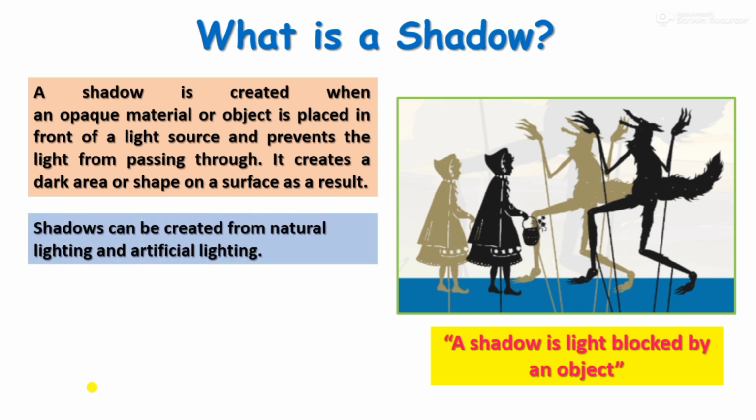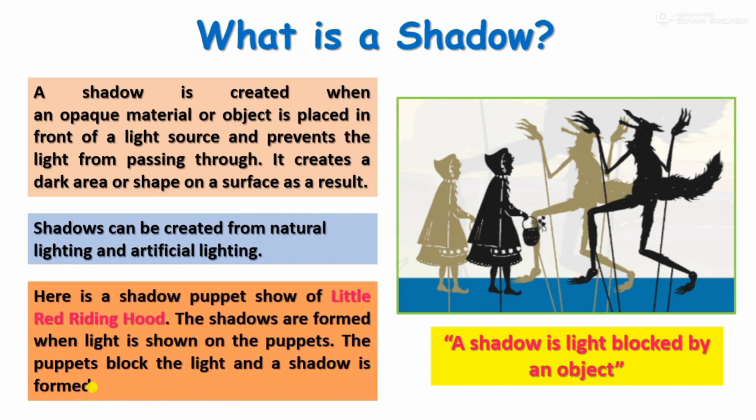Shadows can be created from natural lighting and artificial lighting. Here is a shadow puppet show of Little Red Riding Hood. I hope you know this character. The shadows are formed when light is shone on the puppets. The puppets block the light, and a shadow is formed on the wall.